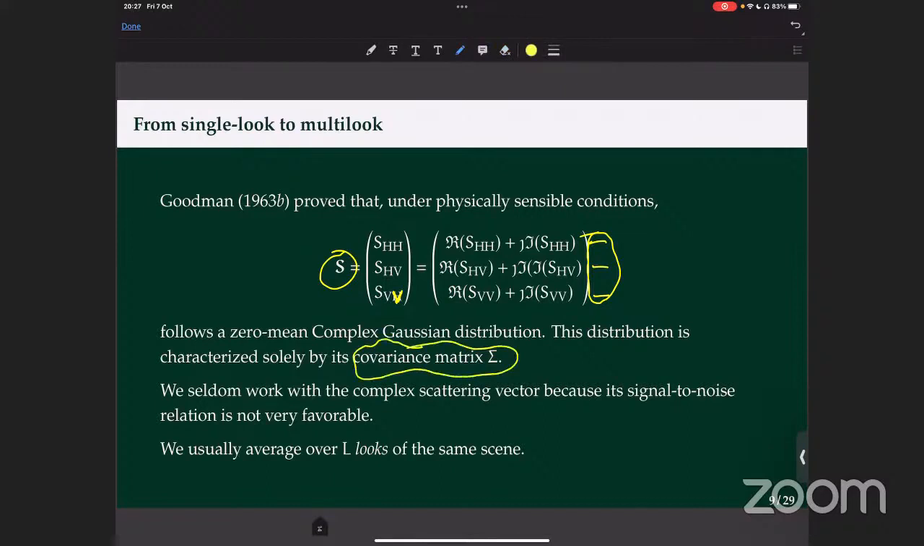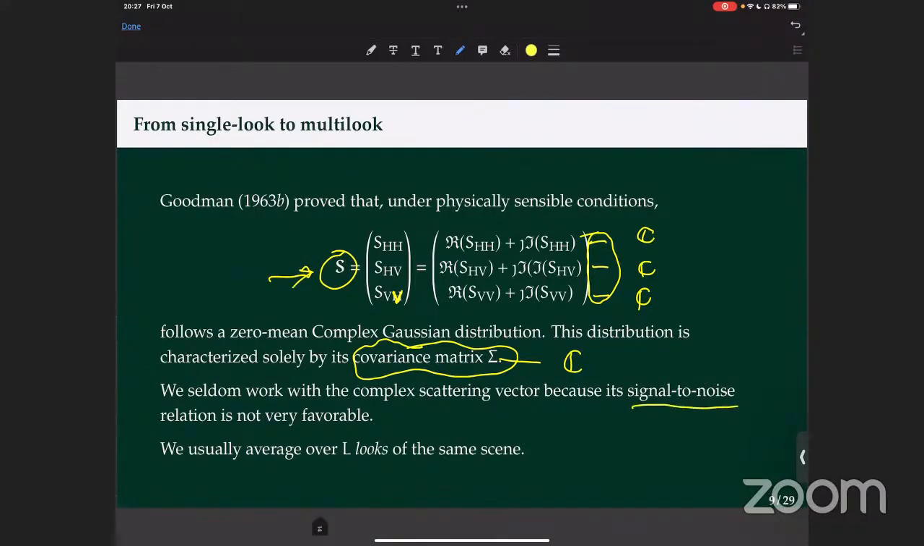Since we're talking about complex variables, the covariance matrix is also complex, with a certain symmetry structure. The good news, we seldom work with this format. Why? Because its signal-to-noise relation is not very favorable.